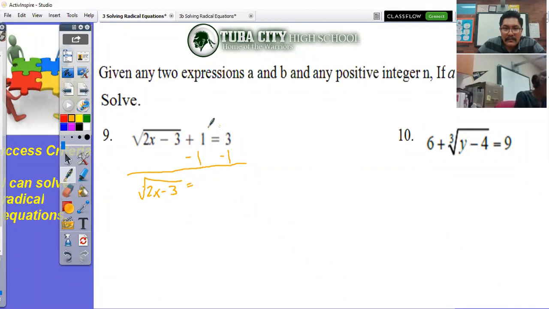And minus 1 from both sides. So 3 minus 1 is going to be 2. There we go. Now we've isolated our radical. Next thing we need to do is get rid of that radical because we can't really work through it. We're going to have to get rid of it. So I am going to do the opposite. And if you remember, the opposite of a square root is to square it. So I'm going to square both sides.